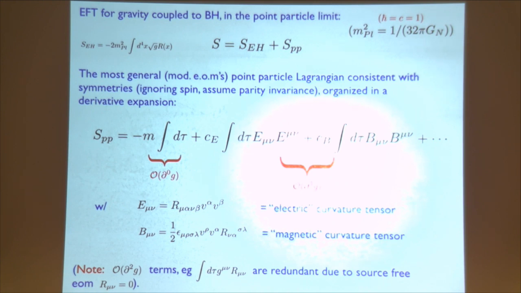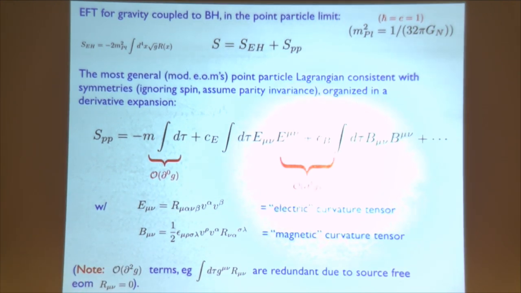So at leading order in this expansion, with no derivatives on the metric, the only term you can write down is the proper time term that leads to geodesic motion. At the next order in derivatives, there are terms that are linear in the Ricci curvature, but those we can remove as long as we're dealing with black holes in otherwise empty space. We can remove those by field redefinitions of the metric, and so they won't affect anything physical. They won't show up, so you may as well just set them to zero. And then the actual finite size effects come in at curvature squared.